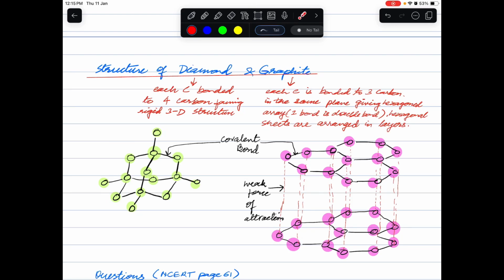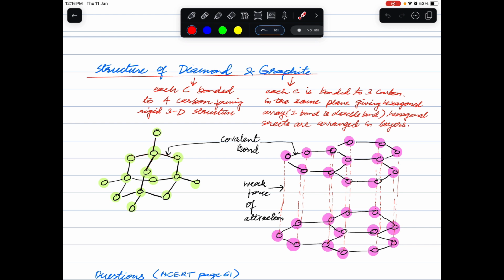We are doing the carbon and compounds chapter, and today we will be discussing the structure of diamond and graphite, which are two allotropic forms of carbon. So what is the condition in case of diamond? Diamond has one carbon atom attached to four other carbon atoms with the help of four single covalent bonds, and each covalent bond is equally strong.